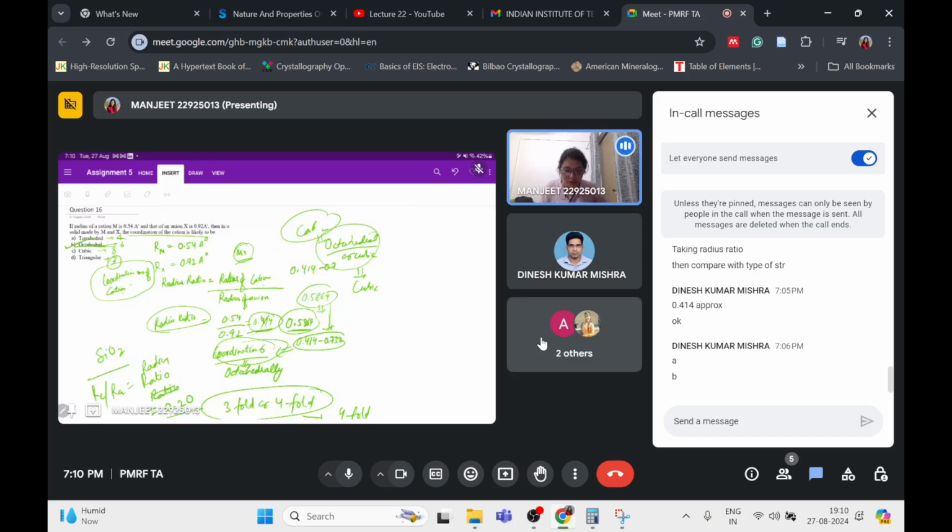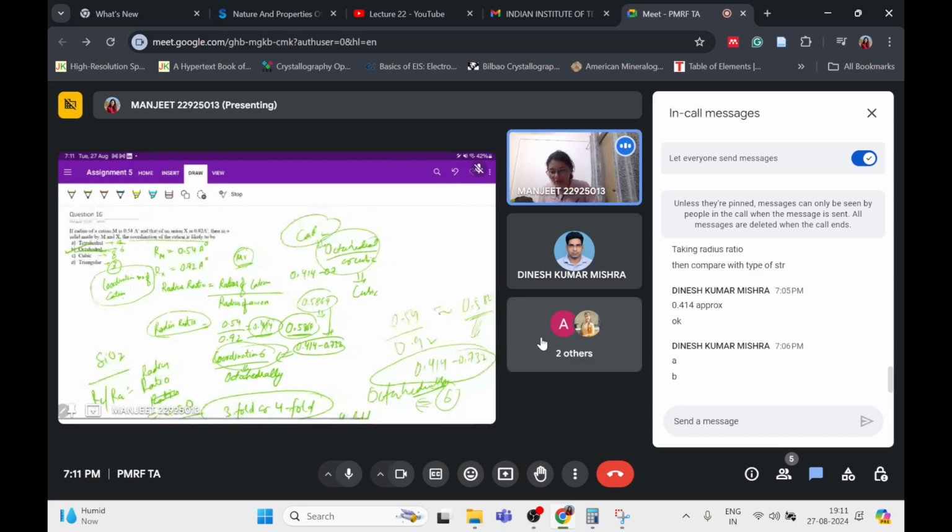If we divide the radius of the cation by the radius of the anion, it gives 0.54 divided by 0.92. It is giving a value of around 0.5869. That is lying within the range of 0.414 to 0.732. So this gives the coordination number of 6. The coordination of 6 is octahedrally connected. So the B part will be the right answer for this one.